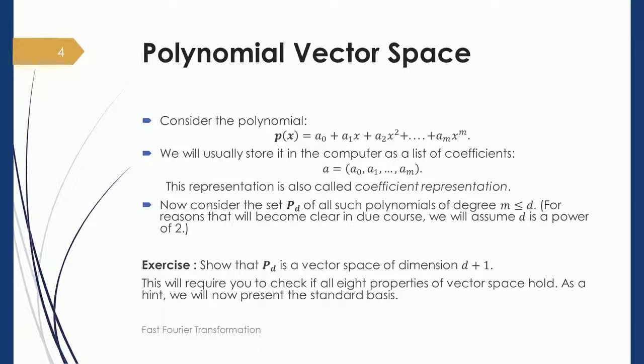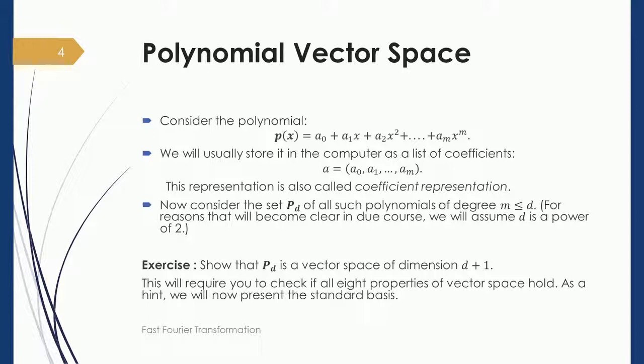Now, let us consider the set uppercase P sub d of all polynomials of degree m that is upper bounded by some d, and for simplicity, for convenience, we will assume that d is a power of 2. We will later explain why this is useful for us. For now, we will just keep in mind that d is a power of 2.